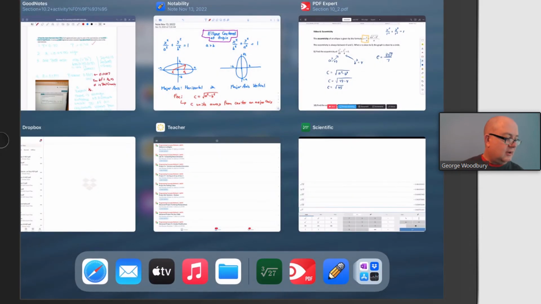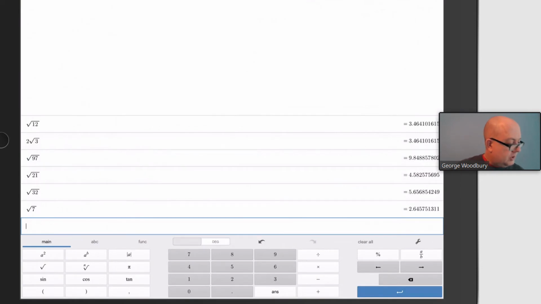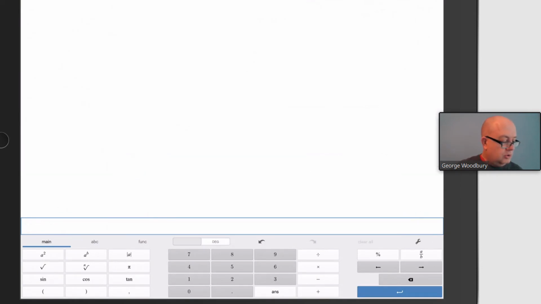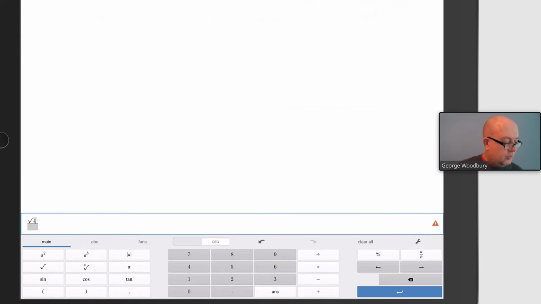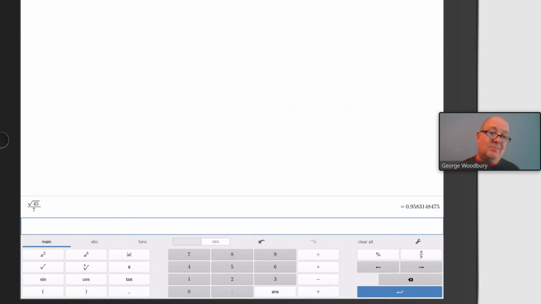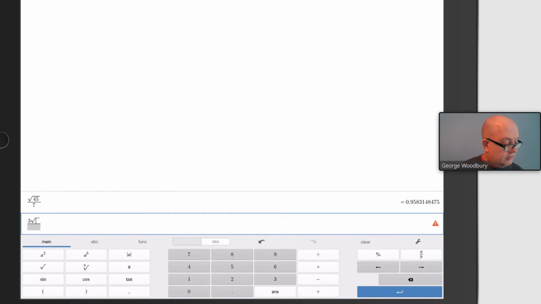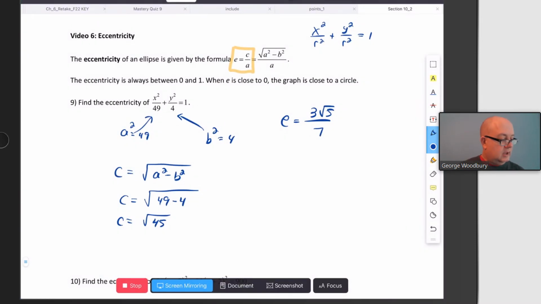Go into the Desmos Scientific Calculator. Let me just get everything out of the way. We could do fraction radical 45 over 7. That's 0.96. We could also have done a fraction with 3 radical 5 over 7. Again, 0.96. So this time, e is approximately 0.96, and notice that's really close to 1. It's as uncircular as an ellipse gets.